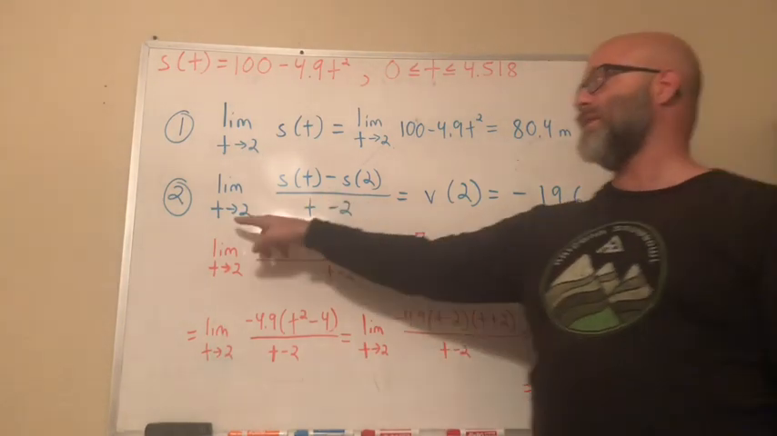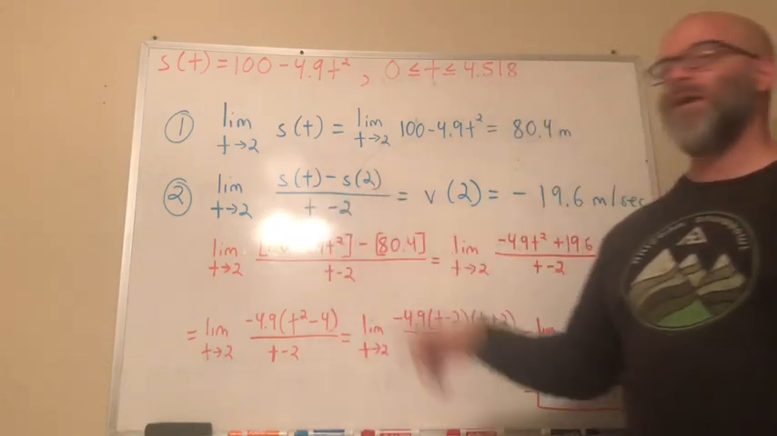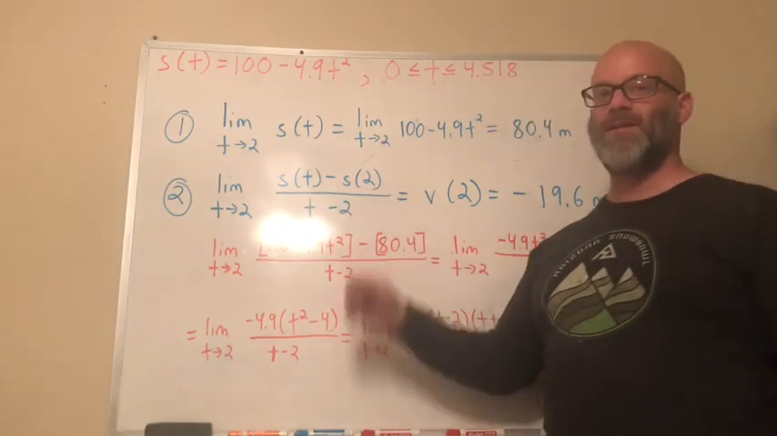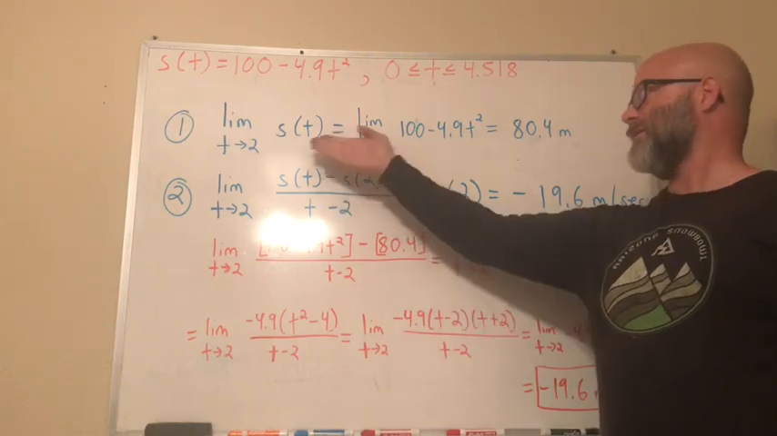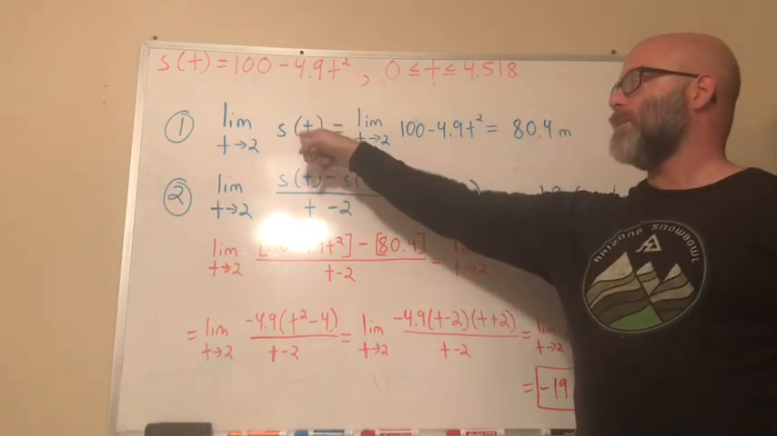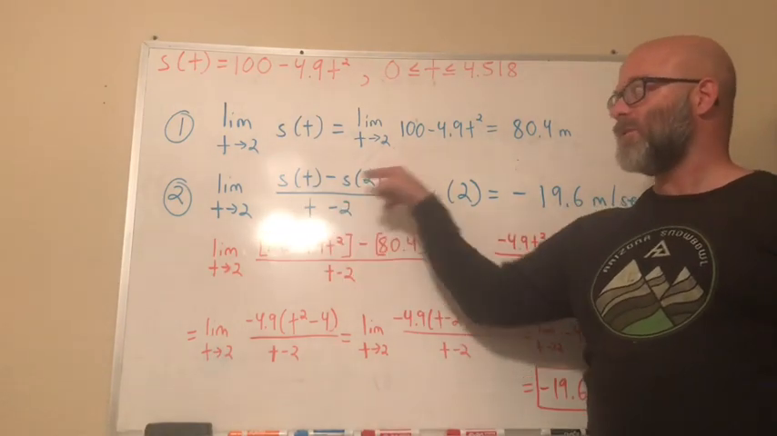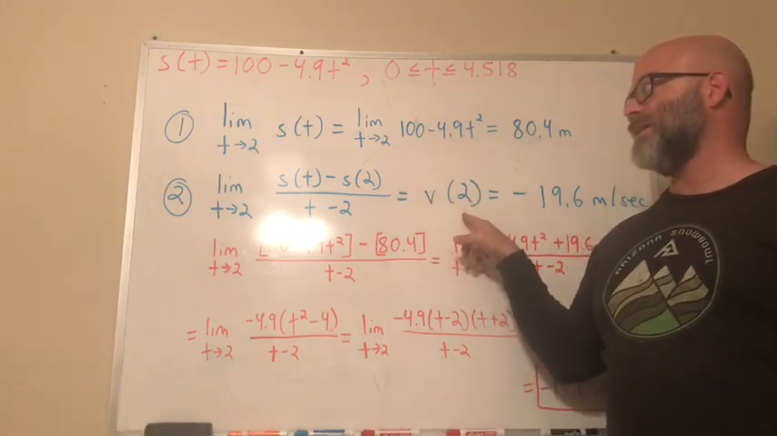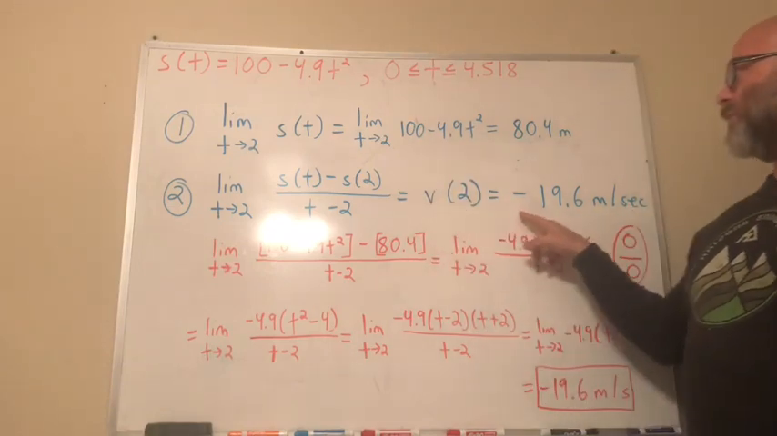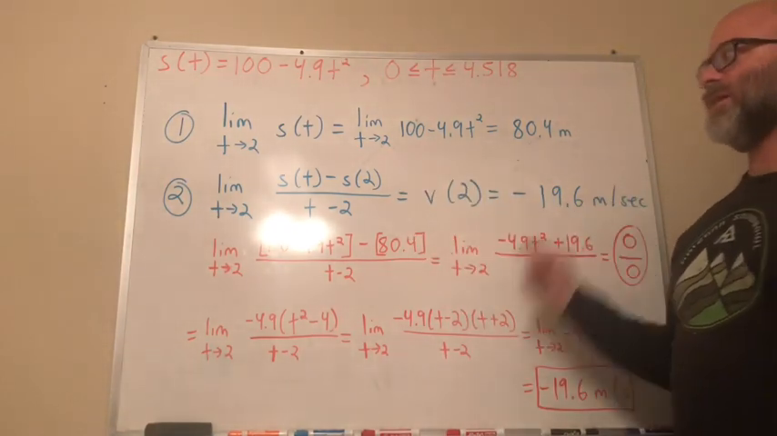But that's not what we're doing when we're calculating instantaneous velocity. Instead, we're taking the limit as t approaches 2 of this difference quotient, s of t minus s of 2 over t minus 2. This gets you instantaneous velocity. This is the limit of a difference quotient involving the position function that gets you instantaneous velocity, velocity at time 2, which of course will be negative 19.6 meters per second. How did you calculate that? Well, let me show you.